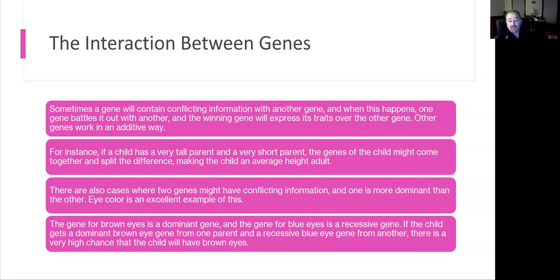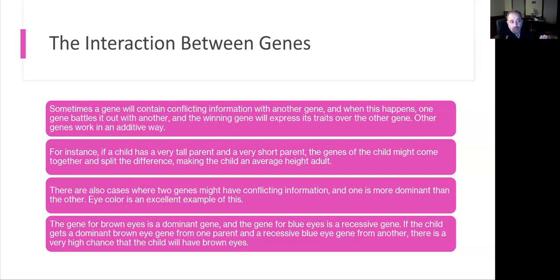The gene for brown eyes is a dominant gene, and the gene for blue eyes is a recessive gene. If the child gets a dominant brown eye gene from one parent and a recessive blue eye gene from another parent, this means the child will most likely have brown eyes, because the dominant gene comes over the recessive gene.